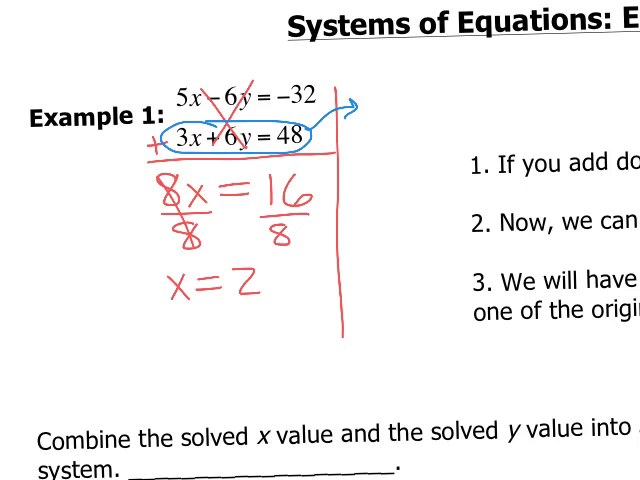And we're going to plug x equals 2 in. So I have 3 times x, which is 2, plus 6y equals 48. So I literally just rewrite that equation, but I substitute the 2 that I know in for x. So now let's go ahead and solve. So 3 times 2 is 6.